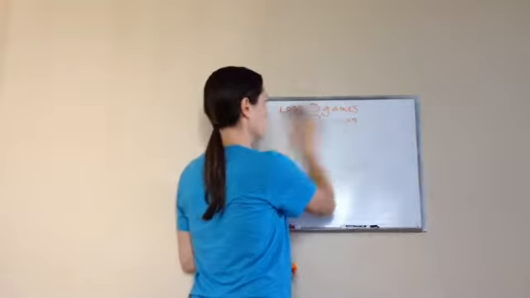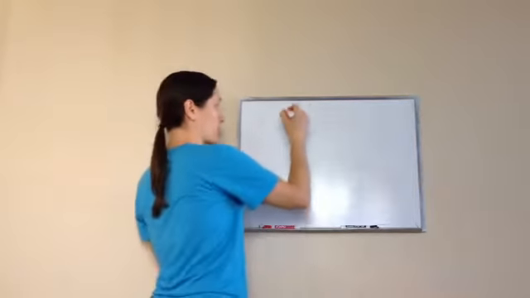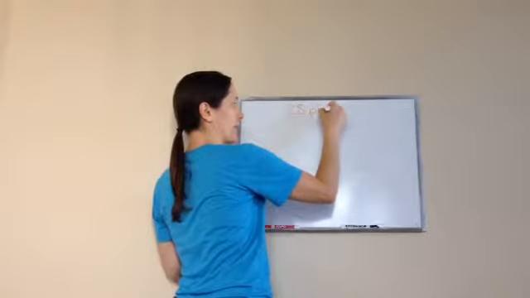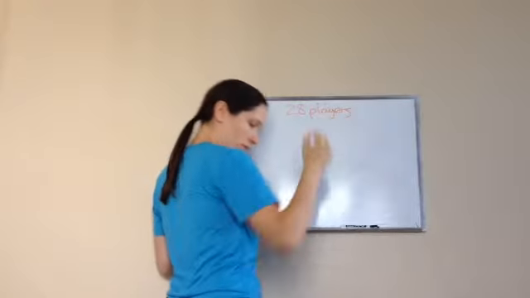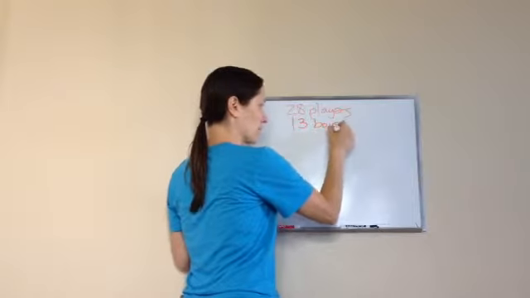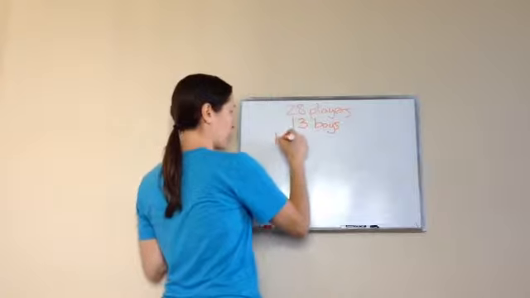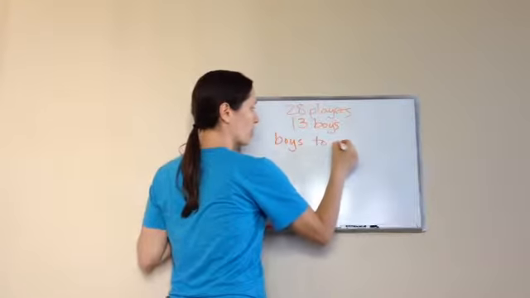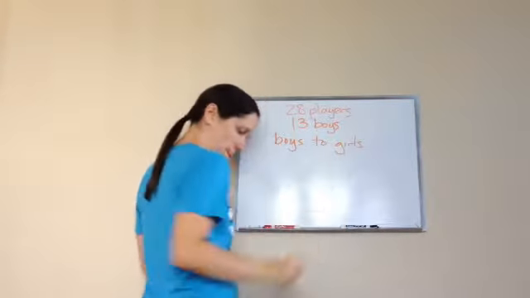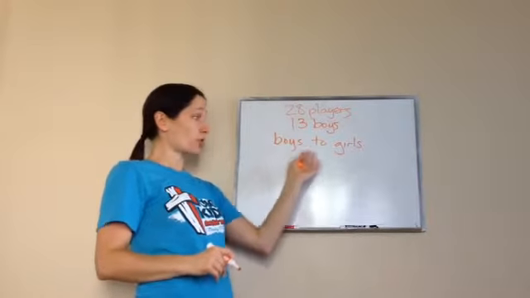Okay, so now let's do another one. All right. Here's what it says. On a team of 28 players, there's 28 players. I'm just writing down important information. 28 players. There are 13 boys. Okay? And then it says, what is the ratio of boys to girls? Now, what are they asking? What is the ratio from boys to girls?